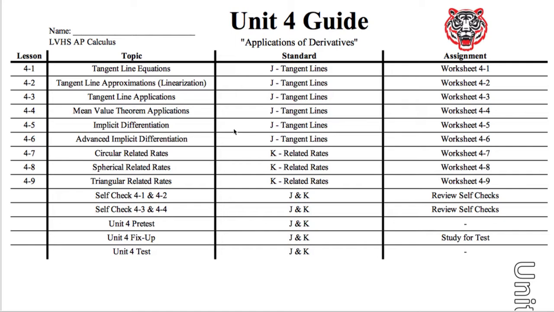And by the way, there's our unit guide. That's our last 3 lessons: circular, spherical, and triangular related rates. Then 4 self-checks, pretest, fix-up, and test. So we're getting really close to the end. We just have a bunch of standard K, a bunch of related rates.